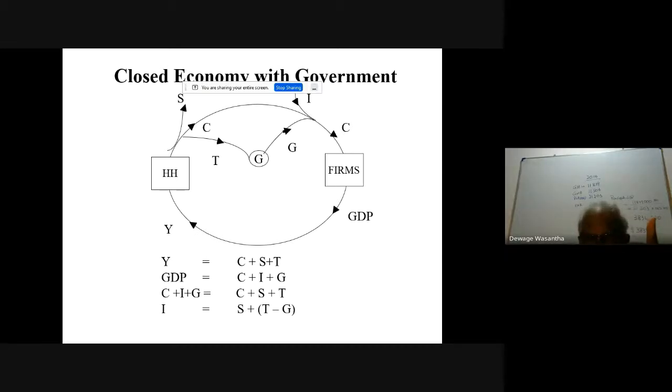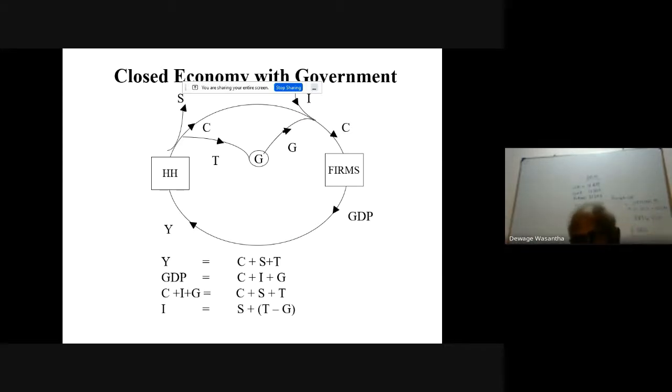Firms will have to produce consumption goods for the households. They will have to produce goods and services for the government, G. Then again they will have to produce investment goods for the other companies, inter-industry. Then GDP equals what? C plus I plus G.